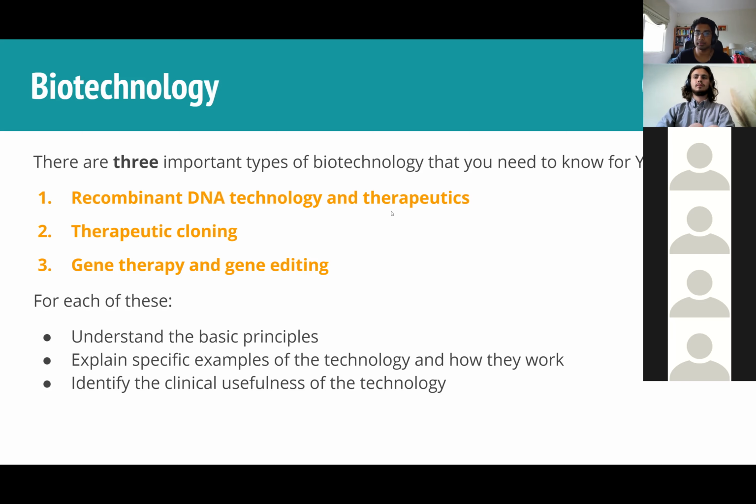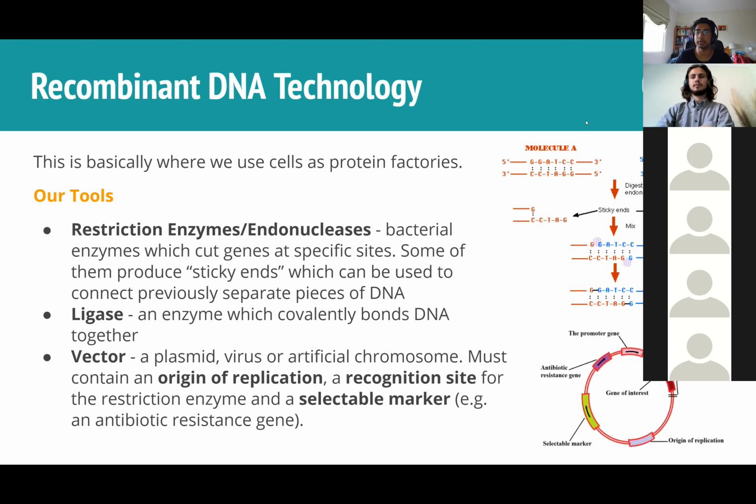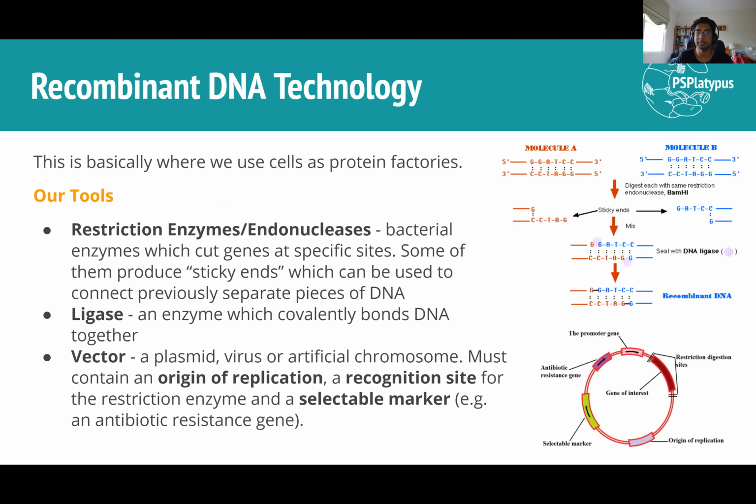Okie dokie. The first type that we're going to talk about is recombinant DNA. Recombinant DNA is basically the name for the technology that we use to make cells into protein factories. That's a very confusing explanation. It'll make a lot more sense as I go through it. We're going to use a few tools to make these cells into our factories.